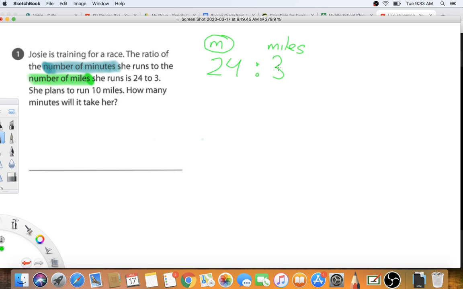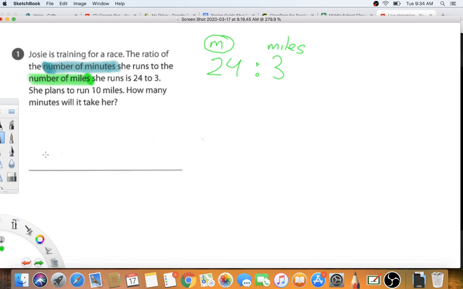If I try to multiply this 3 miles by something to get to 10 miles, I probably won't get it. I'll get 3, 6, 9, 12, and I won't be able to get to 10. So in this one, I can't use that trick where we multiply by the same number on both sides, so we can't do that trick for this one.